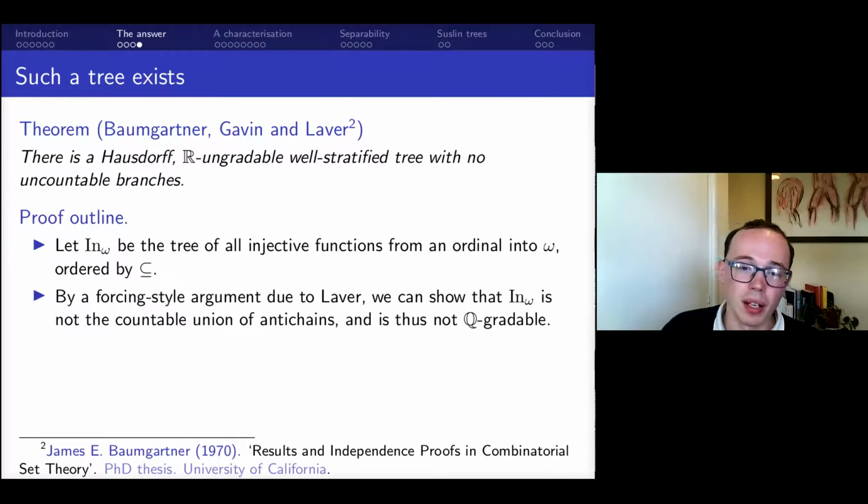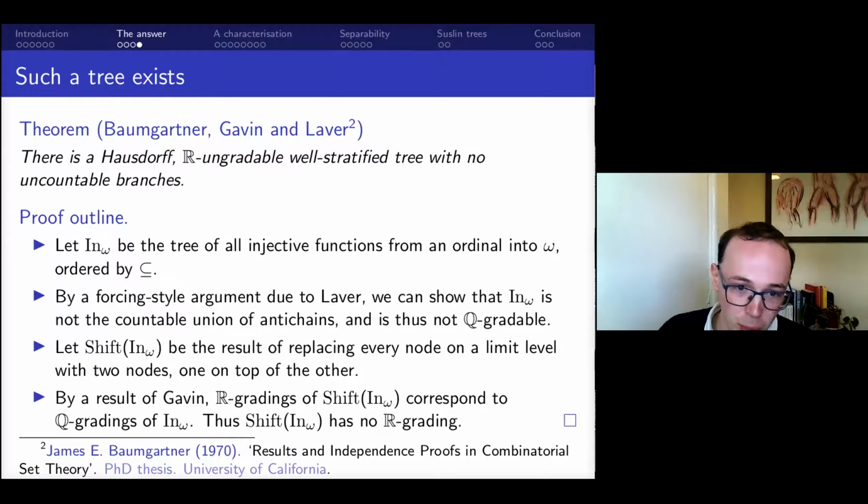Okay. So we have this non-Q gradable tree, but what we want is a non-R gradable tree. In order to get this, we need to exploit a trick due to Gavin, which is that we shift all of the nodes of the tree up a little bit, up by 1. So let shift of this tree be the result of replacing every node on a limit level with 2 nodes, one above the other. So effectively what we've done is we've shifted all of the nodes up by 1 and added new nodes along the now empty limit levels.